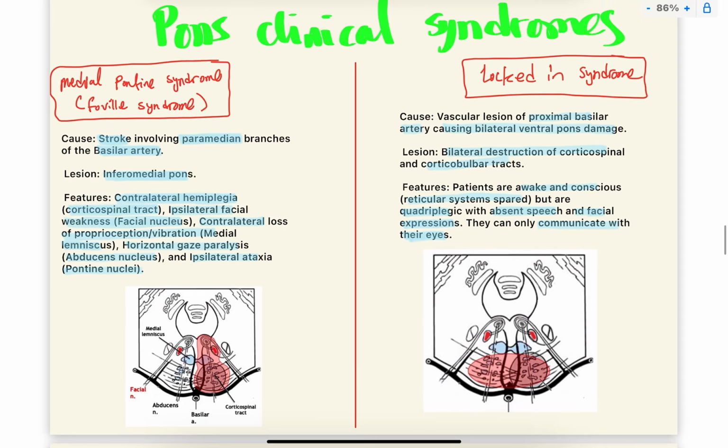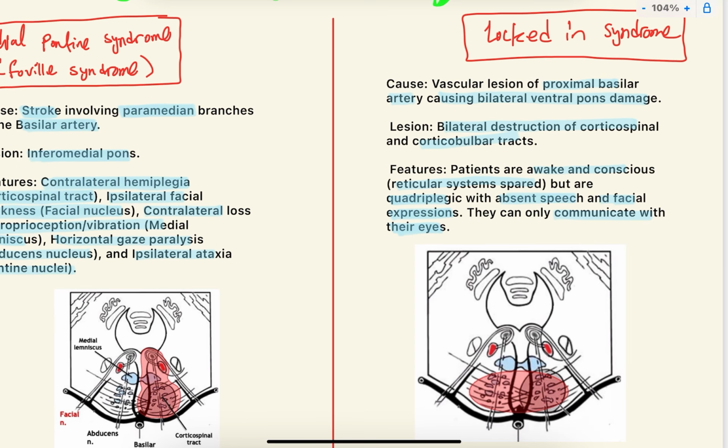Then the other pons syndrome is the locked-in syndrome, where it's basically bilateral corticospinal and corticobulbar involvement, because of a proximal basilar artery lesion, which leads to a bilateral ventral pons issue. Okay, what will happen in this case because it affects corticospinal and corticobulbar? It will affect the awakeness and consciousness. No, it won't affect awakeness and consciousness.